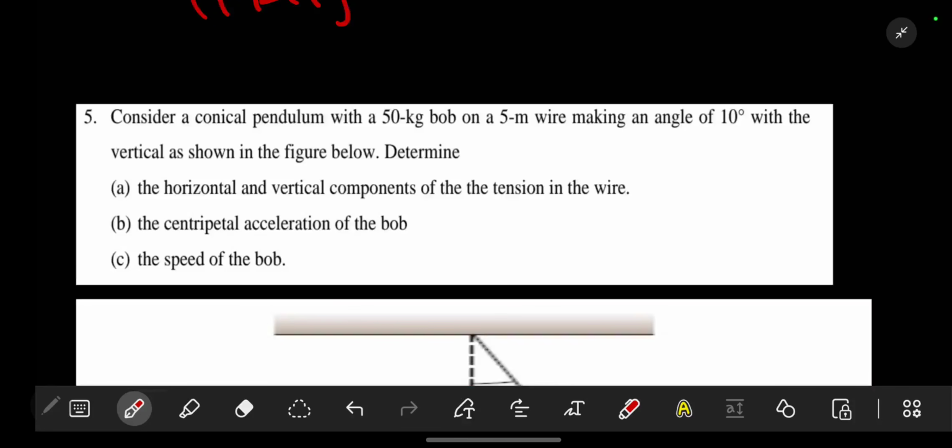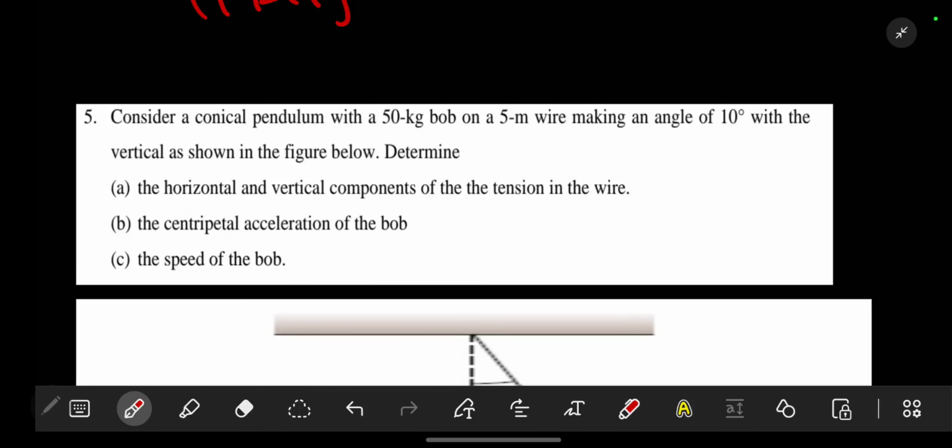So let's begin. Consider a conical pendulum with a 50 kg bob on a 5 meter wire, making an angle of 10 degrees with the vertical, as shown in the figure below. Determine, for A, the horizontal and vertical components of the tension in the wire. For B, the centripetal acceleration of the bob. For C, the speed of the bob.